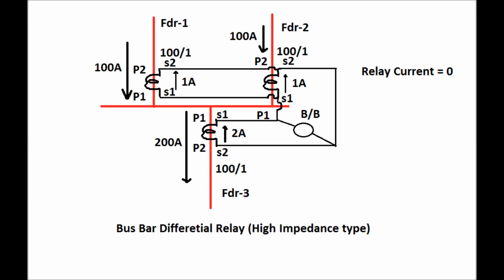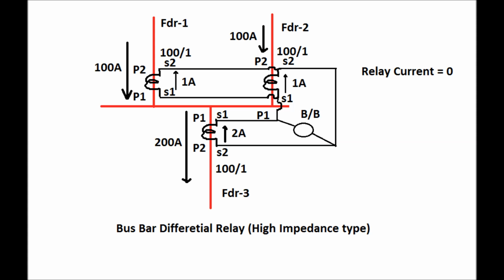In case of feeder 1 and feeder 2, since current is flowing from P2 to P1 direction in the primary side, the current in the secondary side of the CT will flow from S1 to S2 direction, and the magnitude of the current shall be 1 ampere each, as the CT ratio is 100 by 1 for all these three feeders. So 1 ampere for feeder 1 and 1 ampere for feeder 2 is flowing from S1 to S2 direction in the secondary side of the CT.